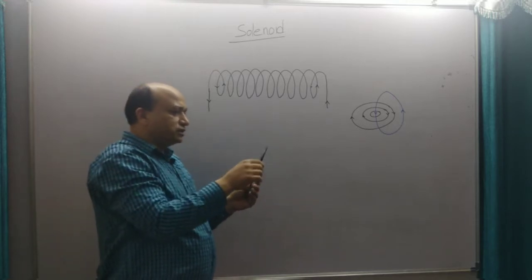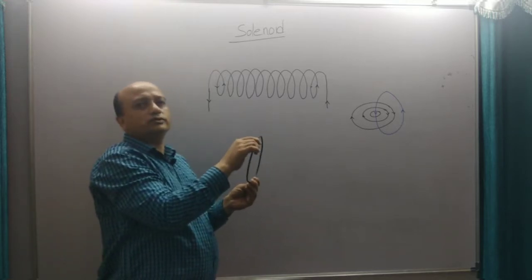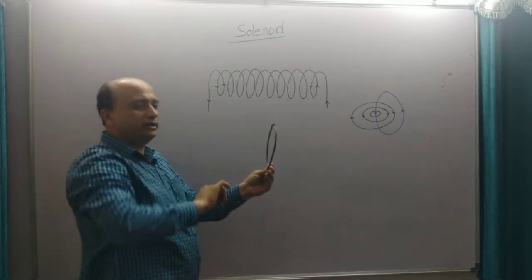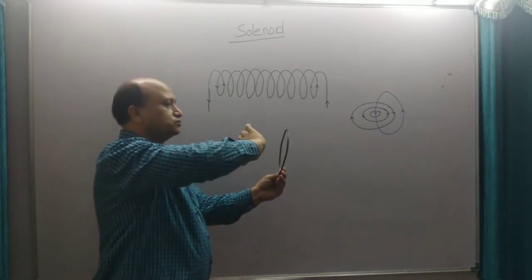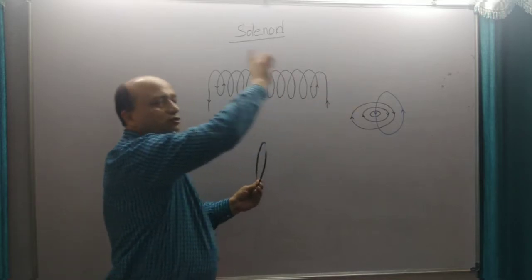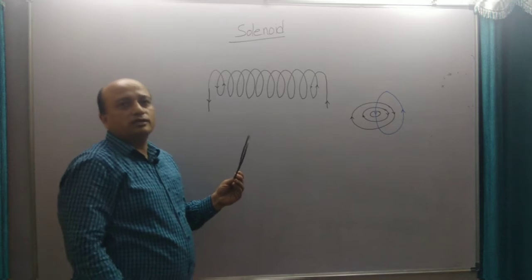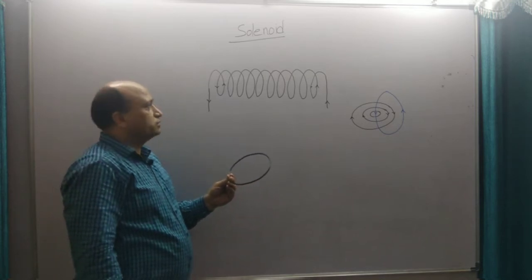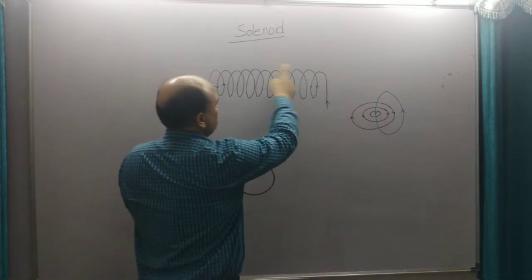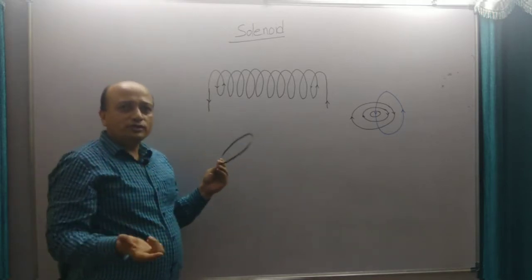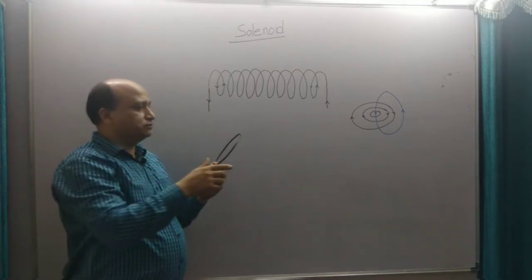But as far as the center of this solenoid is concerned, magnetic field due to one turn will be added up with the magnetic field due to second turn and with all the turns. So there will be a strong magnetic field produced inside the solenoid, whereas outside the solenoid magnetic field will be almost negligible or very weak magnetic field. Once again try to understand it.